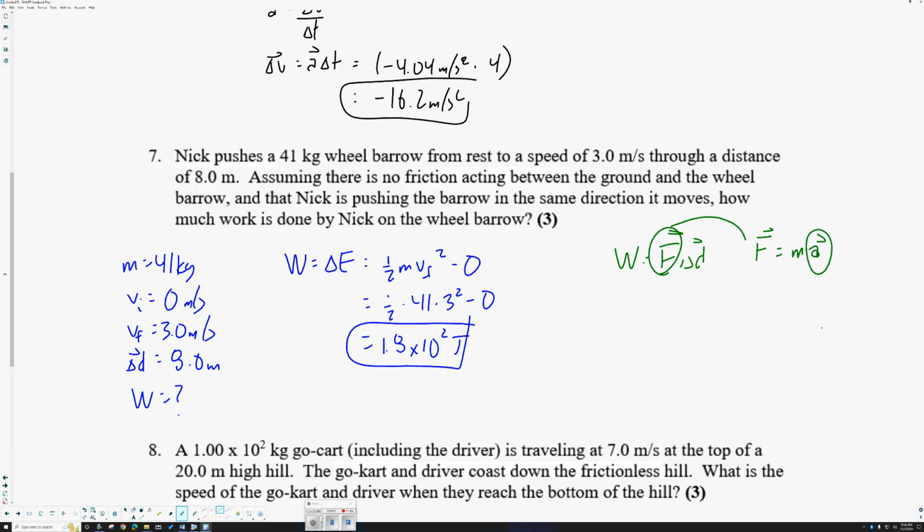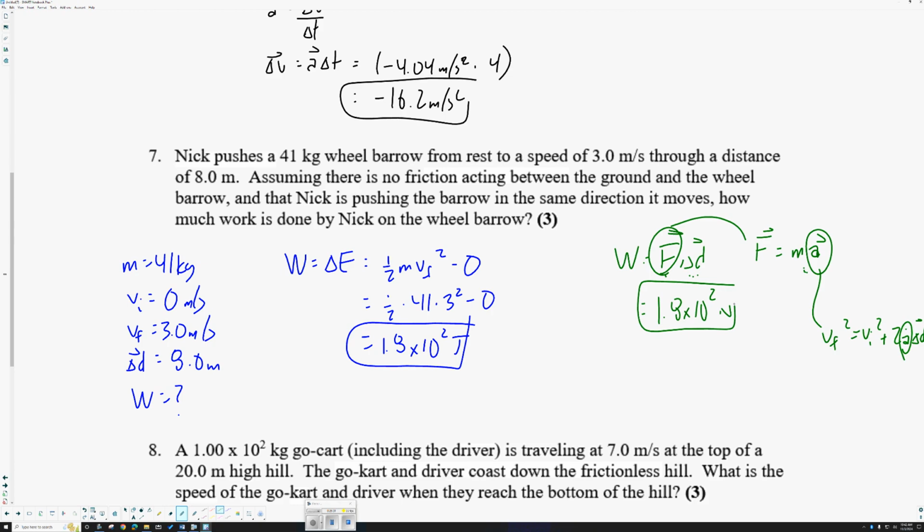Well, I'm going to find a. So we could say maybe vf squared is equal to vi squared plus 2ad. Rearrange to solve for a, get the value of a. I didn't do it that way, so I'm not sure what the value was, but you could have. Sub it in to get the force, and then sub the force into W equals F d with the displacement of 8 meters. And lo and behold, if you do it that way, you will get 1.8 times 10 to the 2 joules. Go figure. You have to get the same answer if you do two separate legitimate ways.